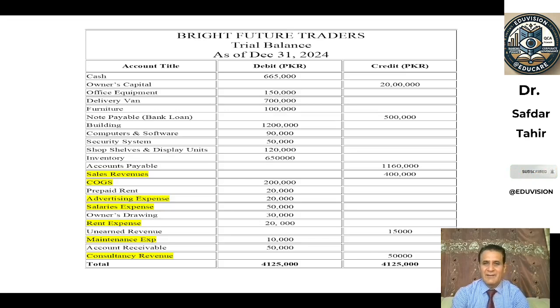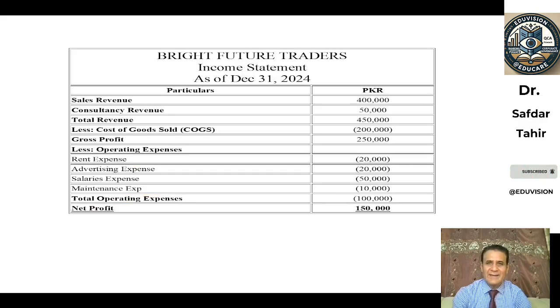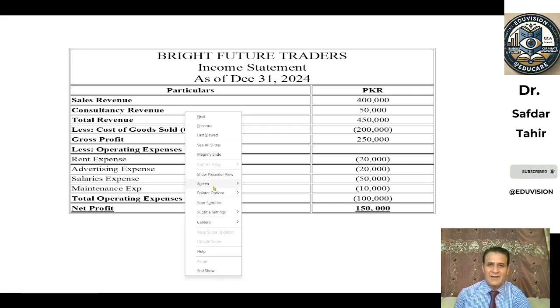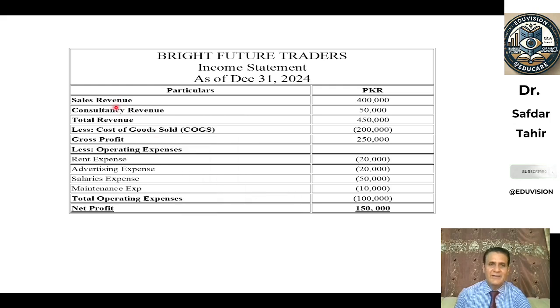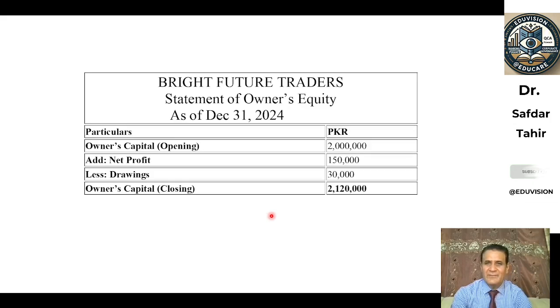So this is the trial balance. All the ledger accounts show this, and then some of the accounts are closed into the income statement. The income is 1 lakh 50,000. These are the revenue accounts, expense accounts and cost of goods sold account. All these three types of accounts are closed and become one account, that is net profit of 1,50,000.